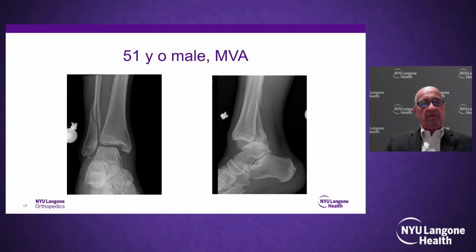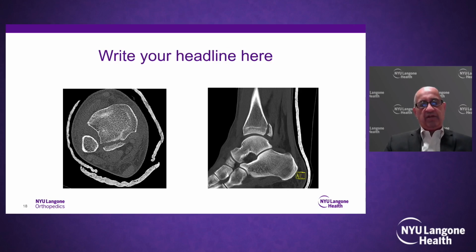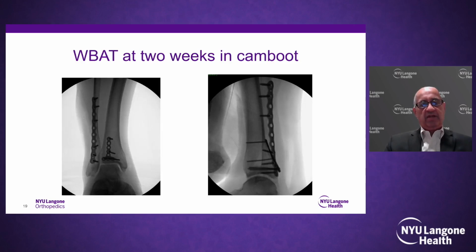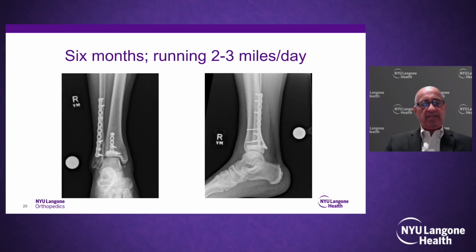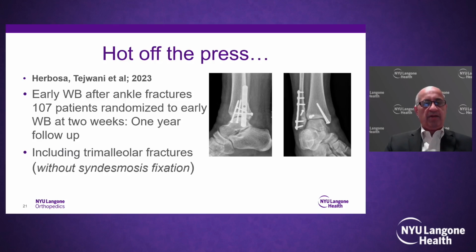Another example is a younger patient, higher energy trauma, with an ankle fracture dislocation. Here we can see a posterior piece, and we actually did go from the posterior side, fixing the lateral and the posterior malleolus. And this one, we put him into a splint, and then at 2 weeks, we put him into a boot and let him start walking. And same thing, by 6 months, he was running and doing pretty well. So pretty good outcome there.